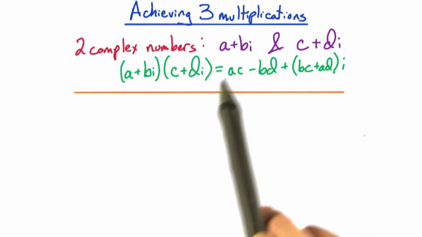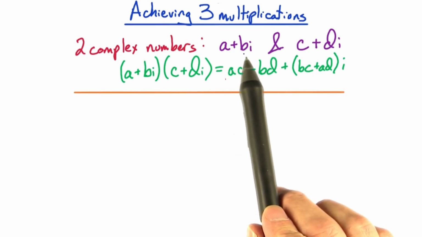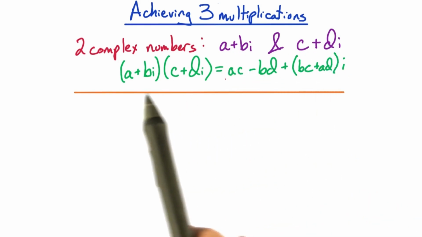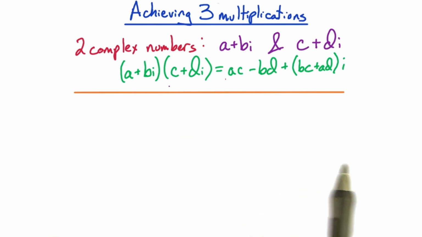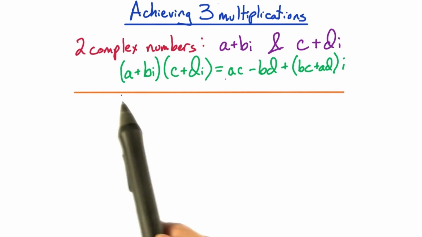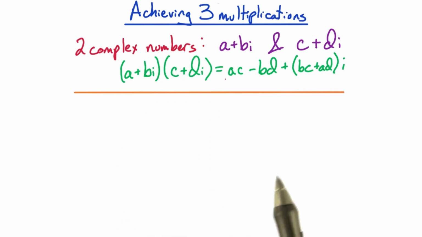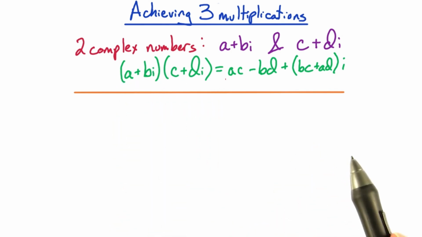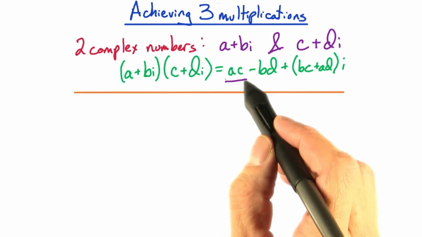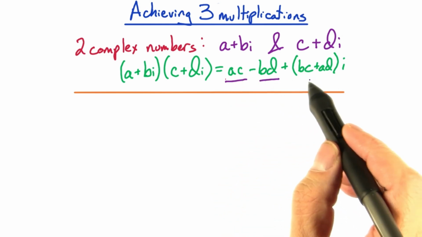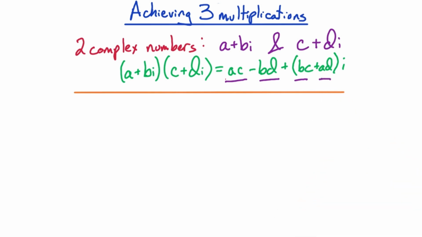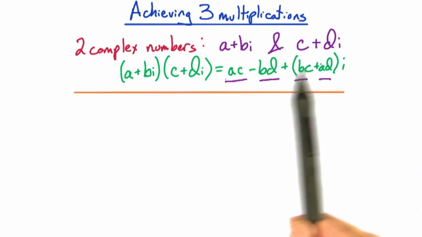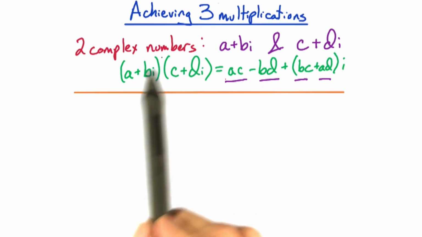So to recap, we have these two complex numbers, a plus bi and c plus di, and we want to compute their product. Now our goal is to minimize the number of real number multiplications in order to compute the product of these two complex numbers. We just saw that the naive approach has 4 real number multiplications, a times c, b times d, and bc and ad. Now what we want to do is try to achieve just 3 real number multiplications in order to compute this product.